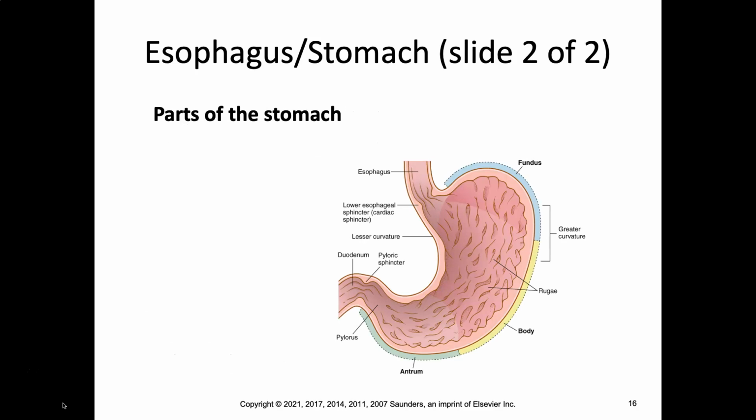This is a good view of the parts of the stomach. It gives you a chance to see all of those.